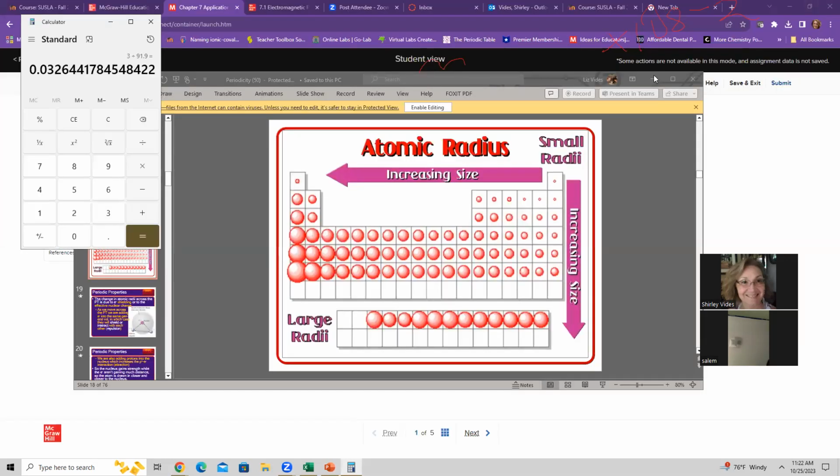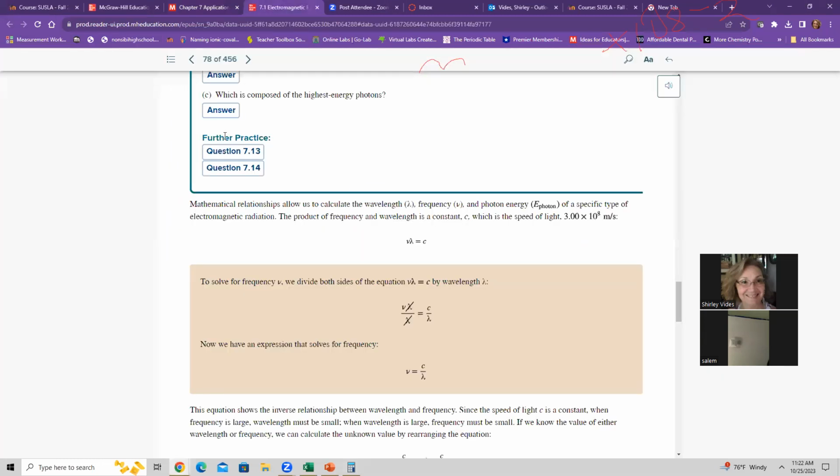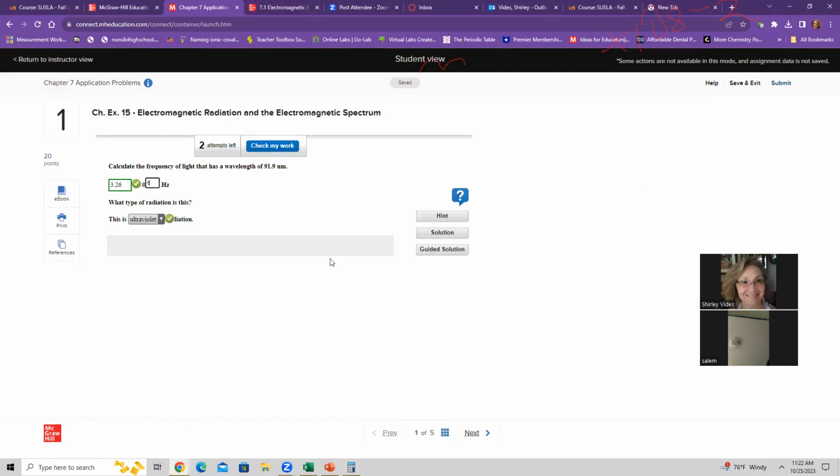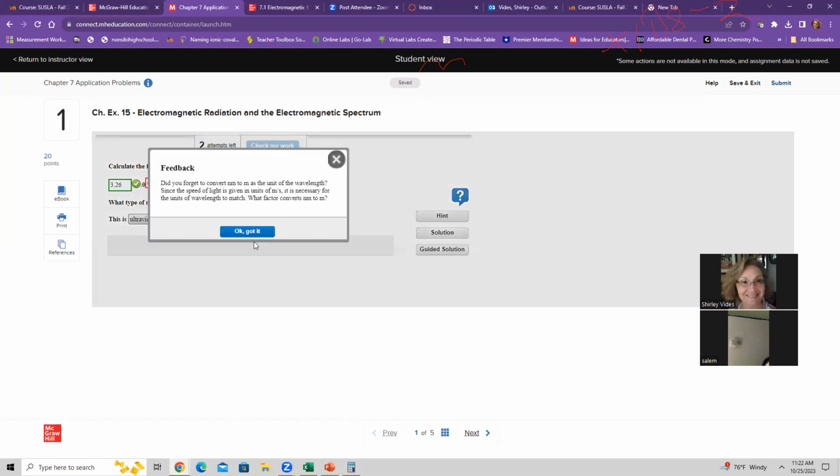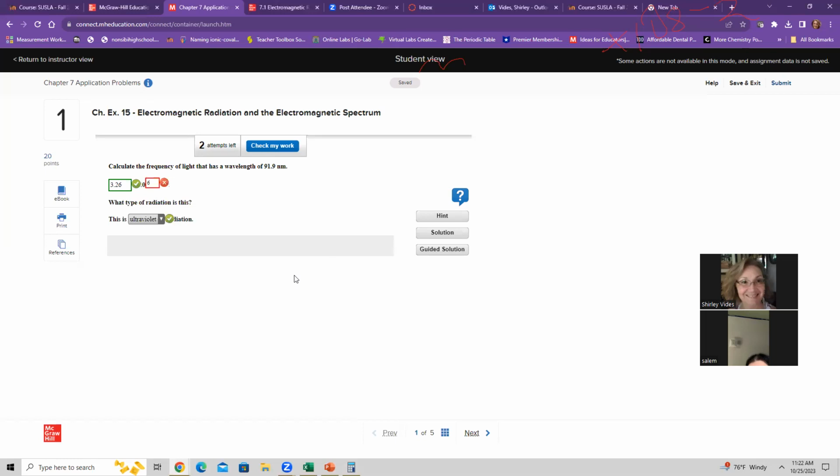Okay, so now I got it, I think. It should be to the 6. It better be, because that's what I get. If it's not, I don't know what it is. Check my work. It keeps saying no. Oh, okay, there it is. You see what it says? Did you forget to convert nanometers to meters? Yes, I did.